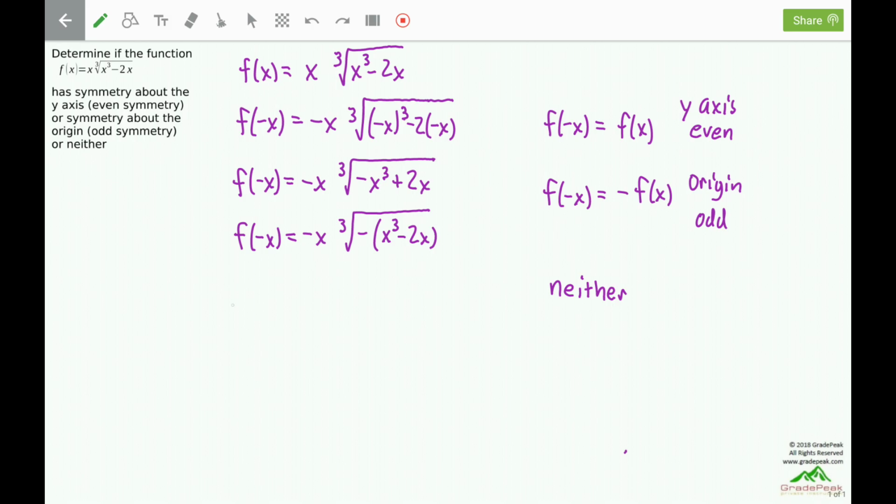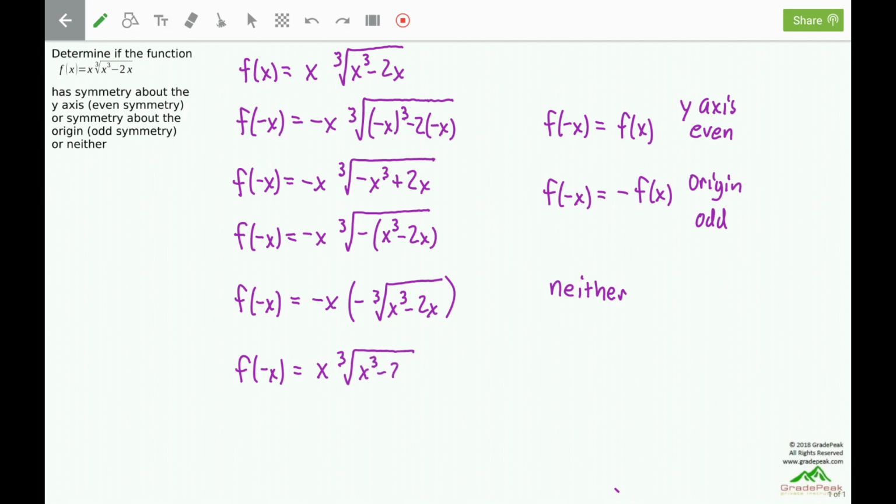A cubed root of a negative is a negative, so the negative will move outside of the cubed root. And a negative times a negative is a positive, giving a positive x times the cubed root of x cubed minus 2x.